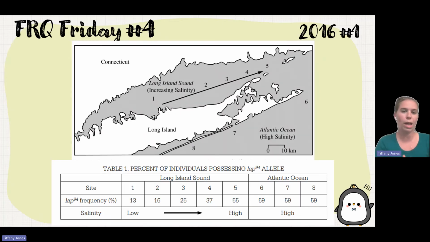So they give you this diagram. They show you what the Long Island Sound looks like. They talk about how this is increasing in salinity, meaning it becomes more salty as you get closer to the Atlantic Ocean. And then they give you these different sites, and they label the sites on the graph. Notice these sites are not equidistant from each other, and they're just specific sites that we see in Long Island. And so they show you this lap frequency. So there's a certain gene, and they show you the frequency of that gene.